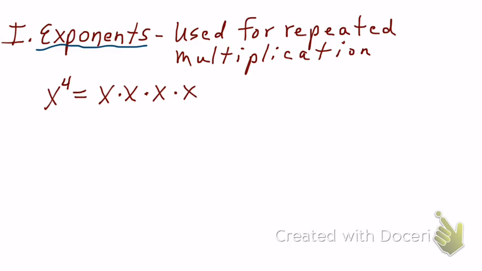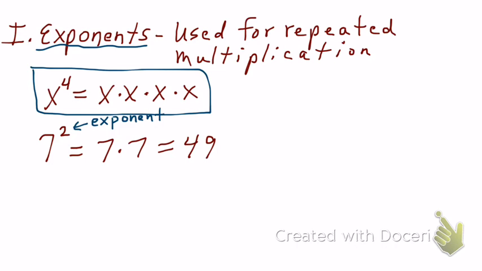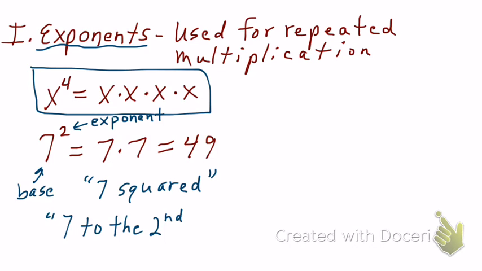So for example, x to the fourth means multiply x 4 times. So we're repeatedly multiplying x. So 7 squared, or 7 to the second power, would mean multiply 2 7s, and so we get 49. Again, I want to remind you of a couple things. The 2 here is an exponent, and we call the 7 the base. And again, the way we say this is either 7 squared or 7 to the second power.